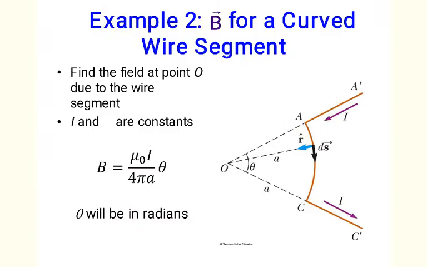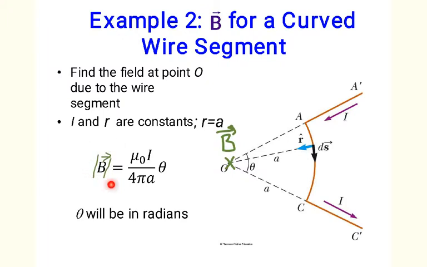Another easy configuration to calculate is a thin wire with current I that is curved as an arc AC of a circle of radius a that subtends an angle theta. Let us find the magnetic field at point O due to the curved wire segment only. Again, we break the whole wire into small elements ds. The distance from each element ds to the point O, called r, is the same for all elements. It is simply equal to the radius a of the circle. By the right-hand rule, B points into the screen at point O.